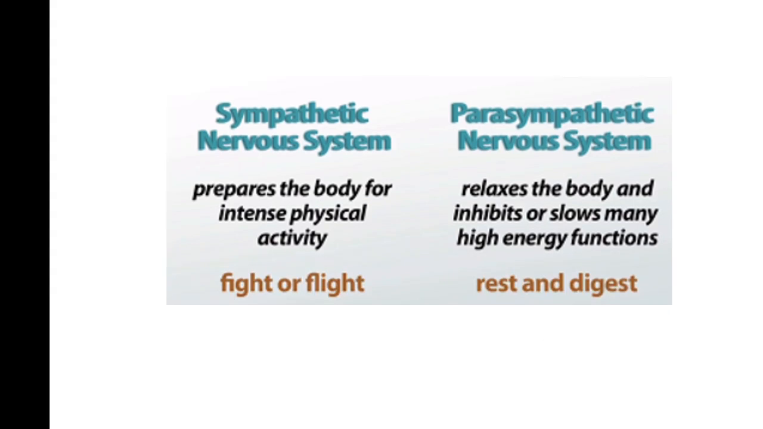So this is the overview: the sympathetic nervous system will prepare the body for the emergency response, fight or flight. And the parasympathetic nervous system will relax the body and conserve energy, rest and digest. So both have opposite actions.